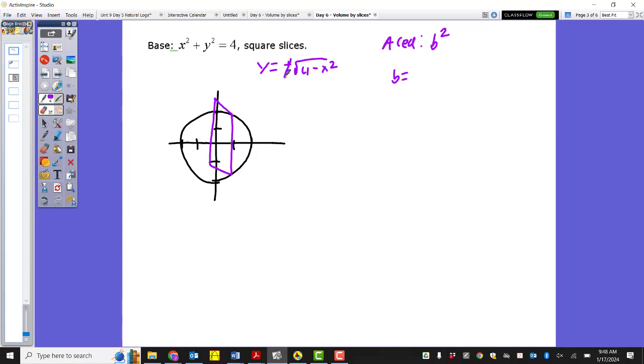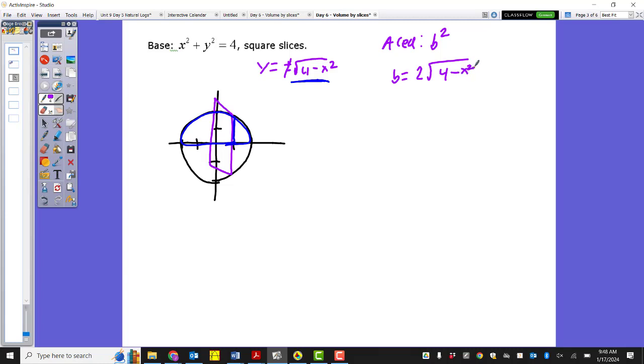And this does not make up the whole base of the square. This part right here only makes up this half, because that is only this part of the circle. But we have to use this because this is a function. Plus or minus is not a function. So what we need is to make this take up the whole base of the circle. To do that, well, it's symmetric, it's a circle, so we're just going to double it. We're going to say our base is 2 times square root of 4 minus x squared.